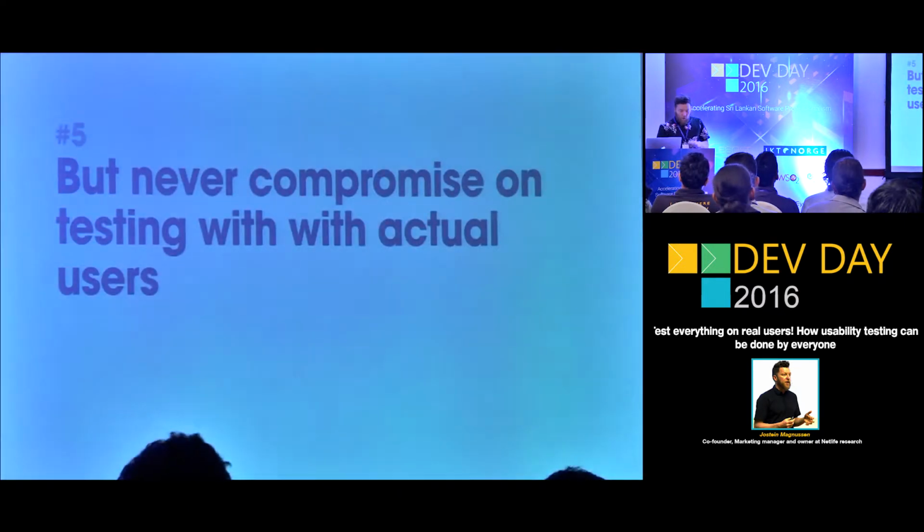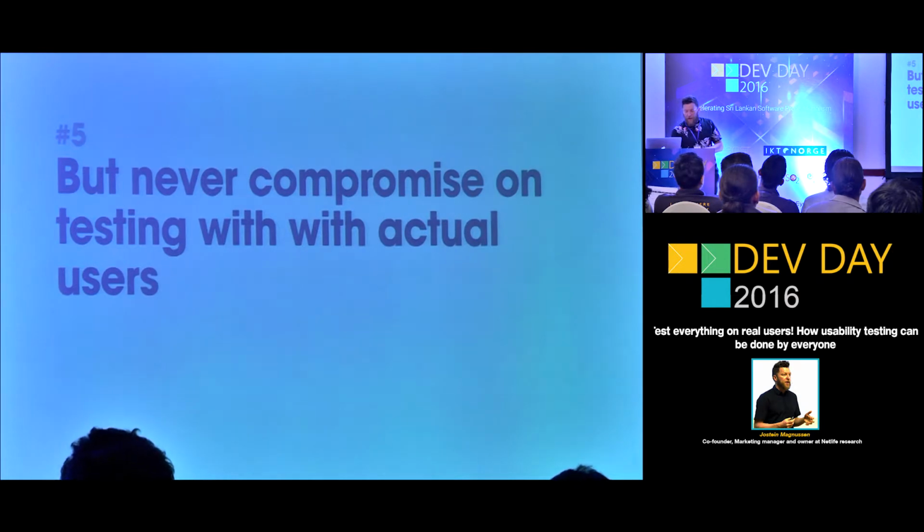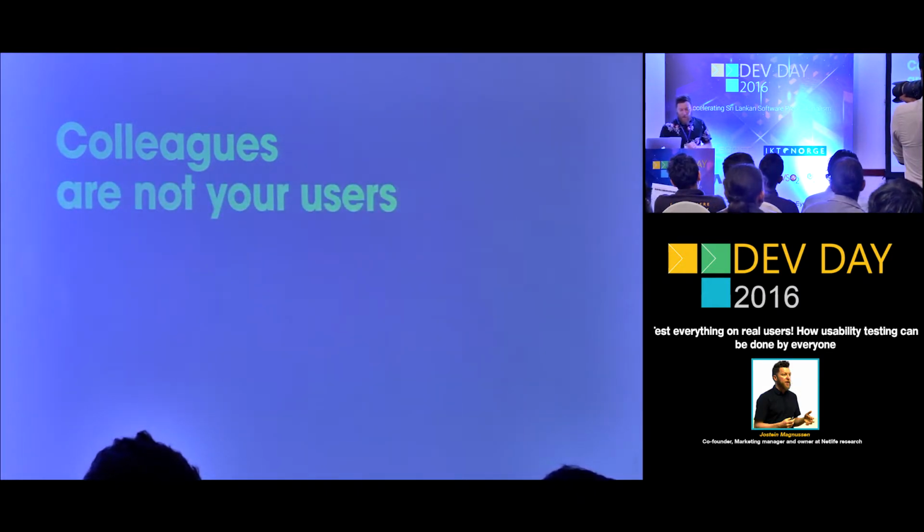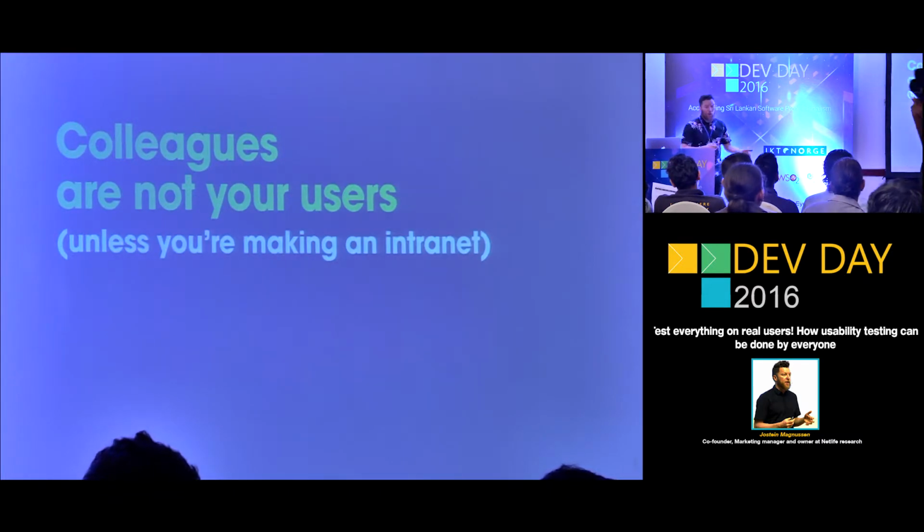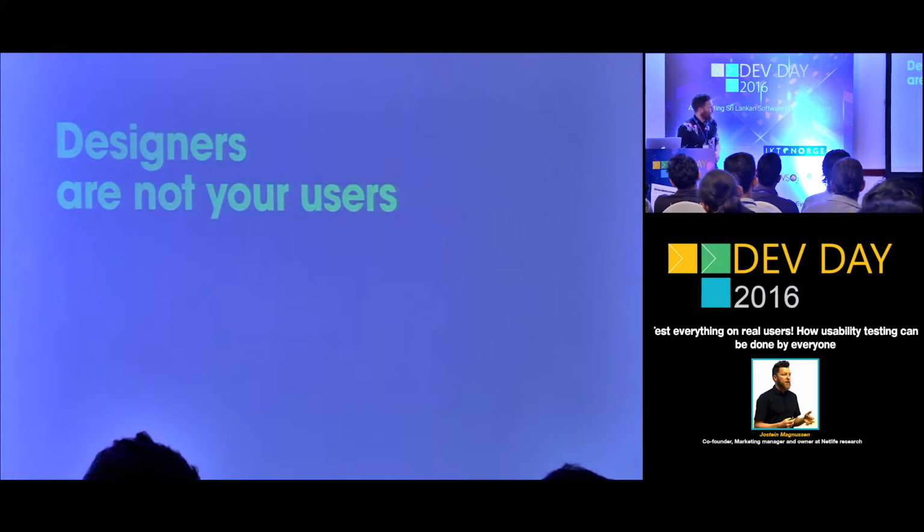But what you should never do is compromise on testing with actual users. So your colleagues, you could of course get feedback from your colleagues, but they are probably super users and quite smart, and they know software development, etc. So they are probably not your normal users. So unless you're actually making an intranet or some internal application for your company, your colleagues are not your users.